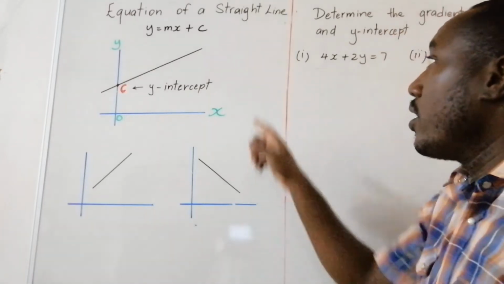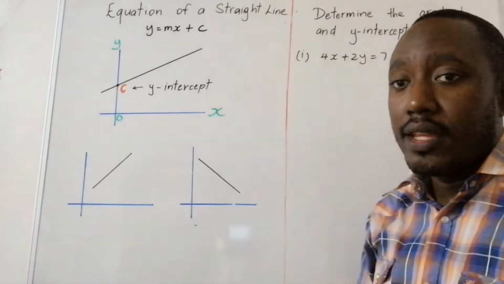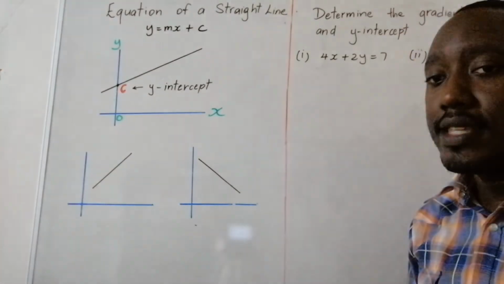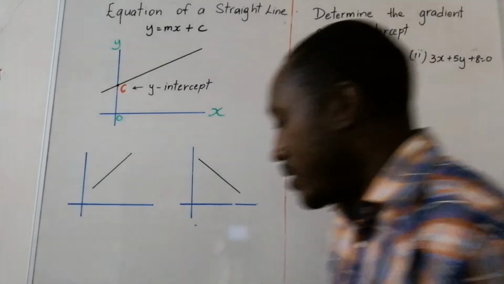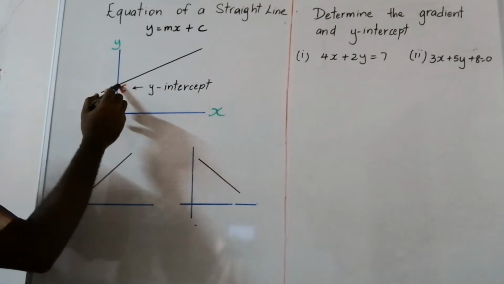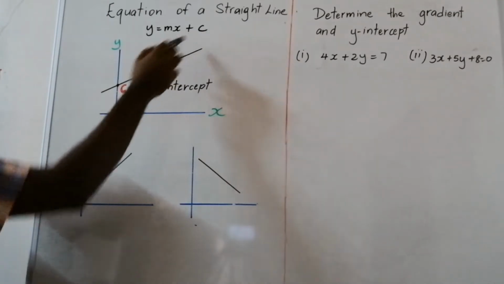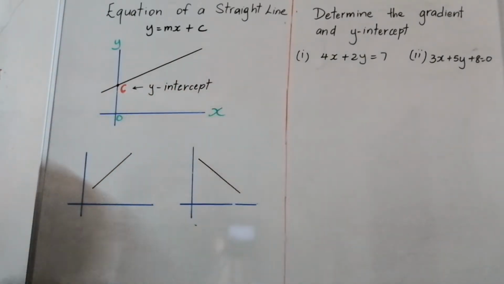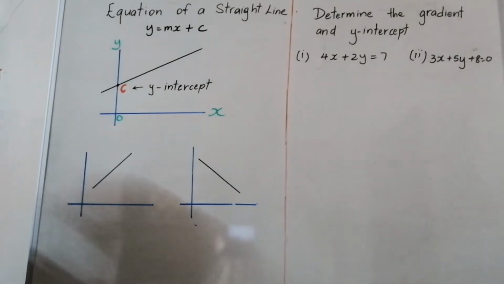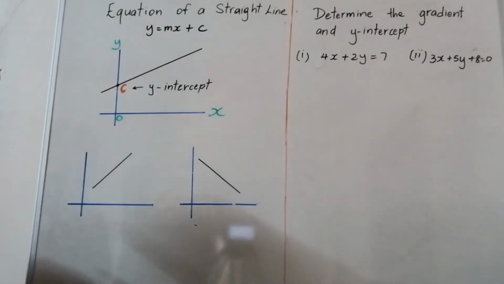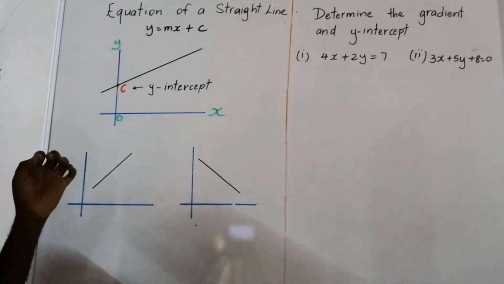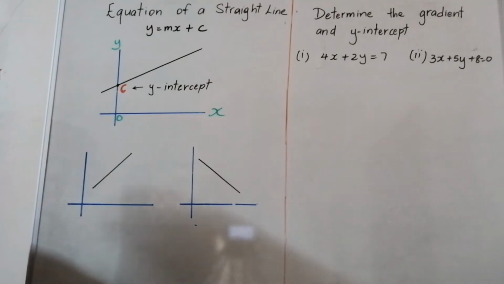The next thing we want to talk about is c. C represents the y-intercept, or where it cuts the y-axis. So notice here, at this point, the line cuts the y-axis. So at c, or the y-intercept, that line cuts the y-axis. Now, we must remember that where it cuts the y-axis, x is equal to 0. All right? So the c represents the y-intercept. The m represents the gradient of the line.